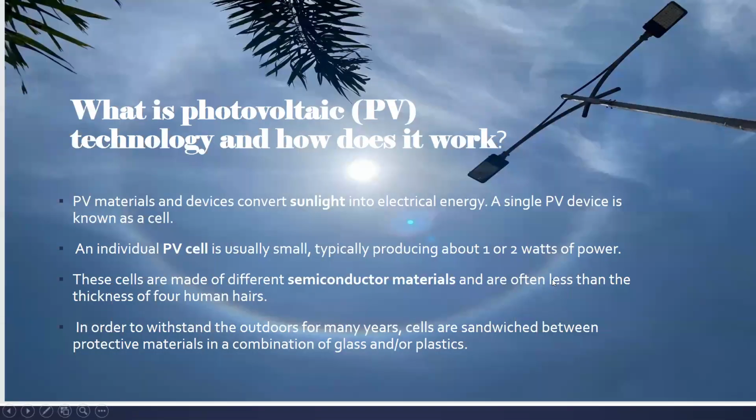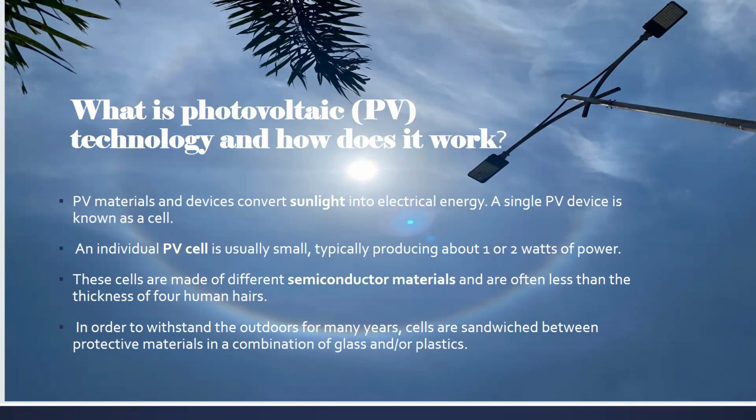So what is photovoltaic? PV materials or photovoltaic materials and devices convert sunlight into electrical energy. A single PV device is known as a cell. An individual PV cell is usually small, typically producing about 1 or 2 watts of power. These cells are made up of different semiconductor materials and are often less than the thickness of 4 human hairs.